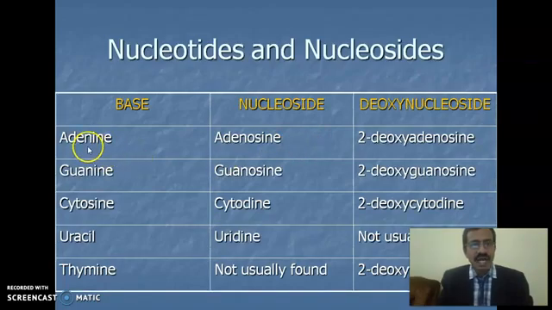And here we see adenine. It forms the adenosine nucleoside and 2-deoxyadenosine, and guanine, it forms guanosine nucleoside and 2-deoxyguanosine, and cytosine, it forms nucleoside cytidine and deoxynucleoside called deoxycytidine, and uracil forms uridine, and in DNA we don't find the uracil, and thymine is not found in RNA and it is found in DNA in the form of 2-deoxythymidine.